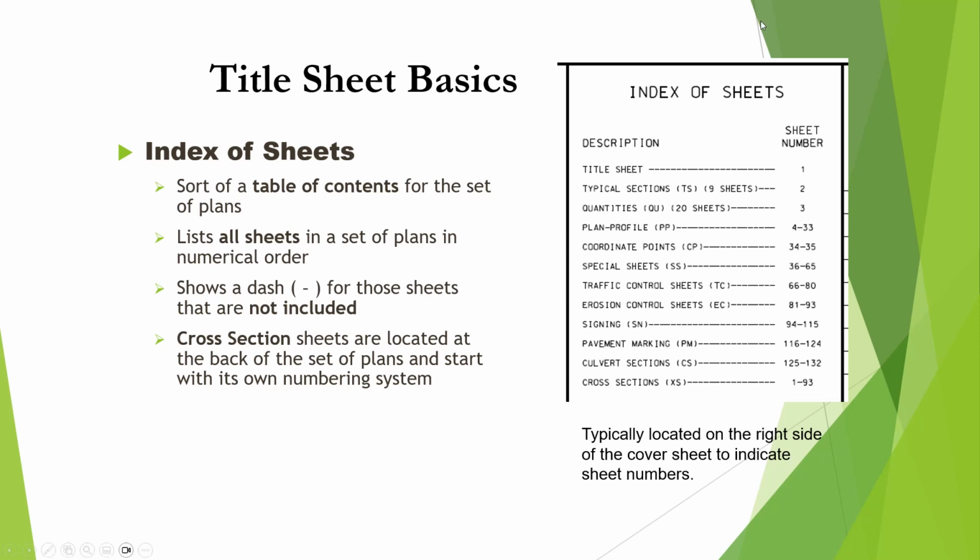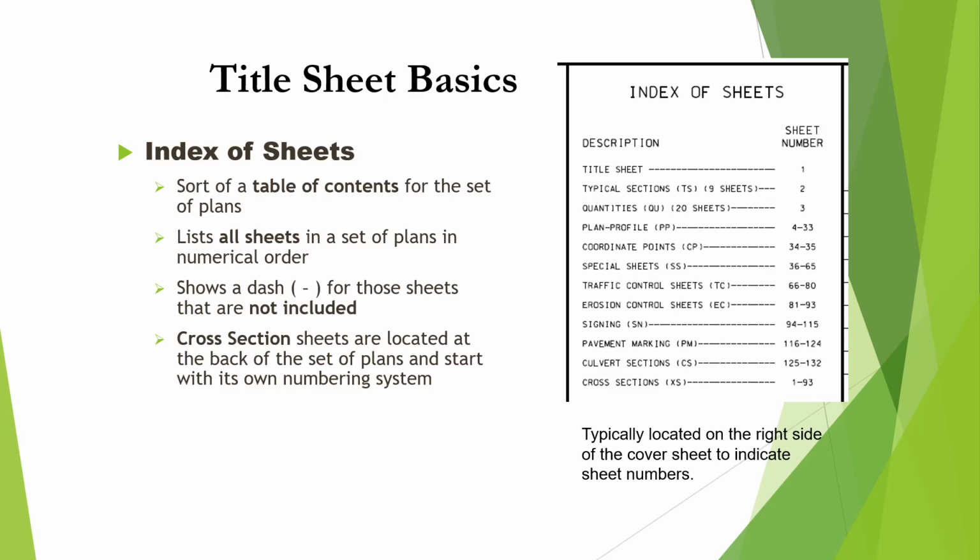So if I look over here on the right, you'll see there's title sheets number 1. Typical section is number 2. Now the thing about some of these sheets, you'll see that typical section, which is labeled usually TS, there's 9 sheets. So what happens is you have typical section sheet 2, and you'll have a 1 of 9. Then you'll have a 2 of 9, a 3 of 9, but it's still all sheet number 2.